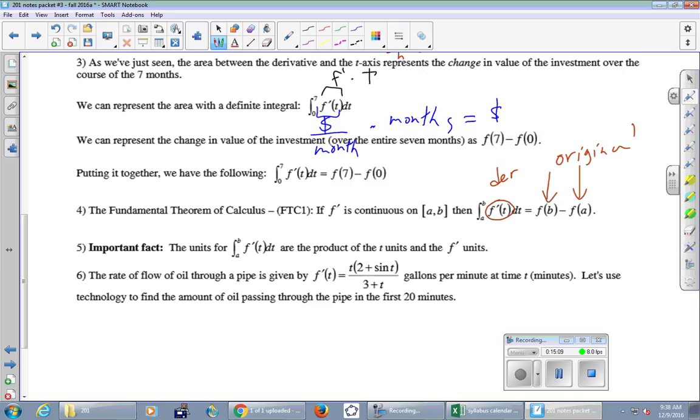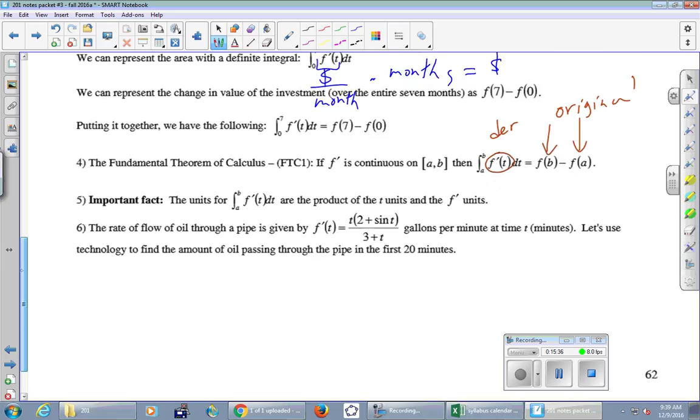Okay, number 6. The rate of flow of oil through a pipe is given by f prime of t equals that equation, in gallons per minute at time t, where t is measured in minutes. So this is a rate of flow of oil through a pipe. I called it f prime. Is that a reasonable name? Yeah, it's a rate, right? It's a flow. So we're going to use technology to find the amount of oil passing through the pipe in the first 20 minutes. Let's give it a shot.